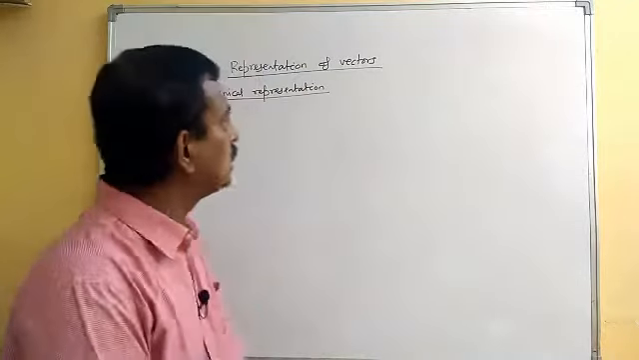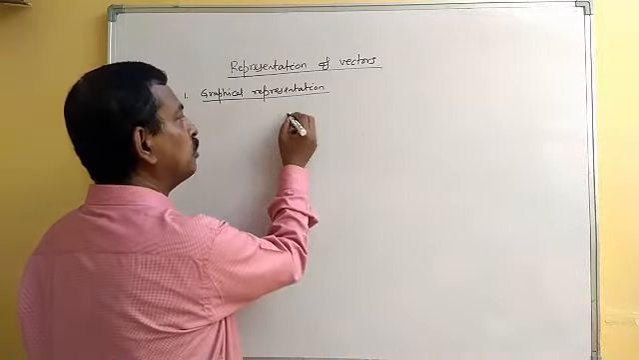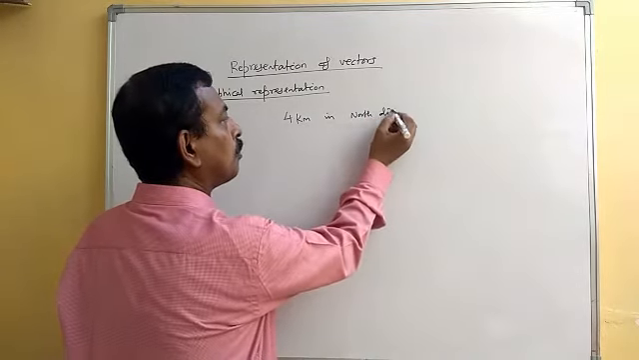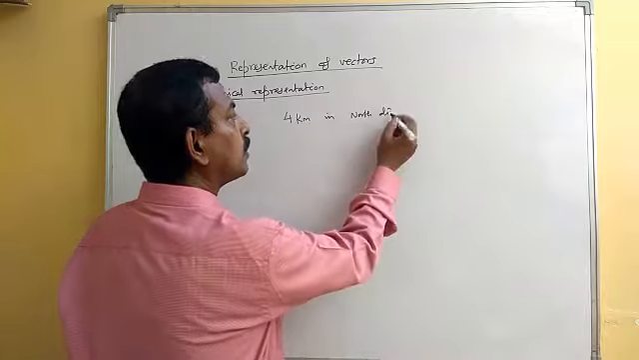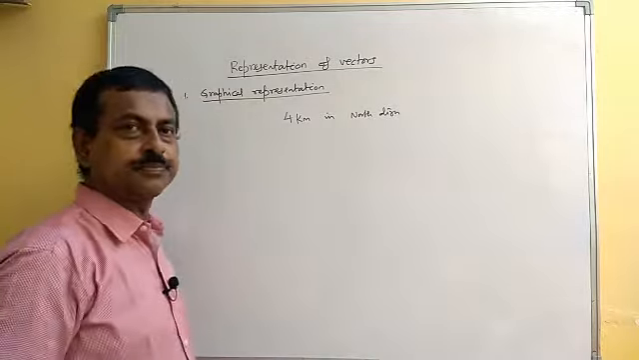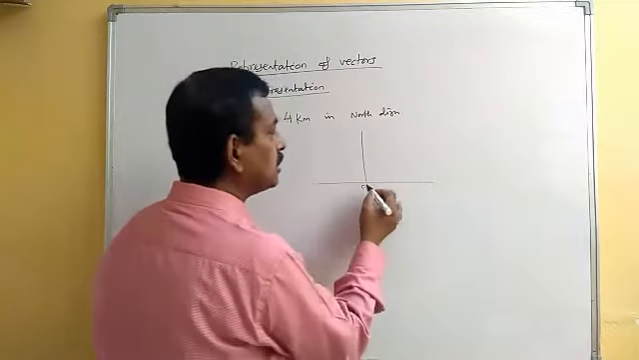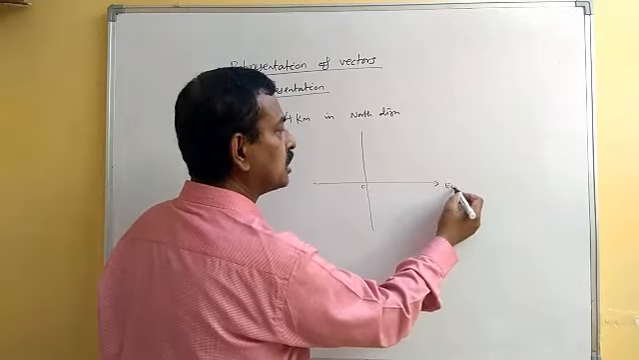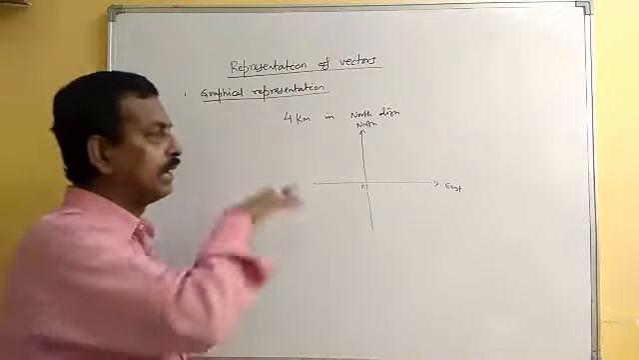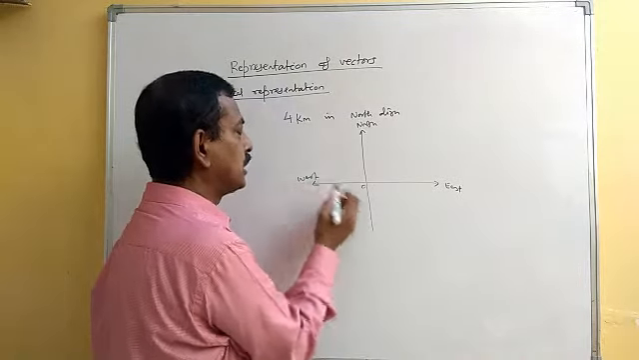Suppose I have to represent a displacement of say 4 km in the north direction. To represent that, suppose we take the x and y axes here. This is the origin. The x-axis we have used to represent east, and this is north. Obviously, this will be west and this will be south.